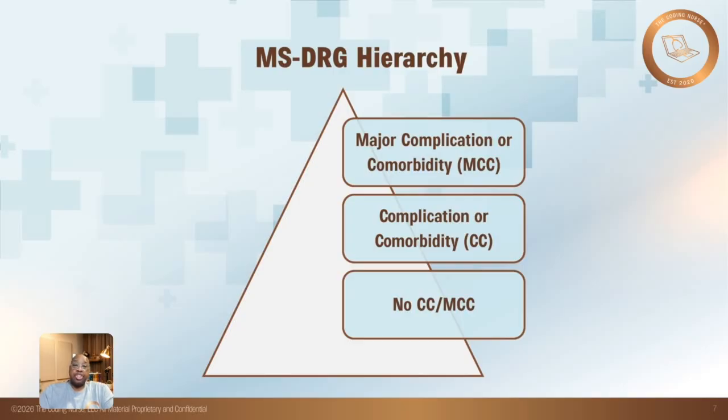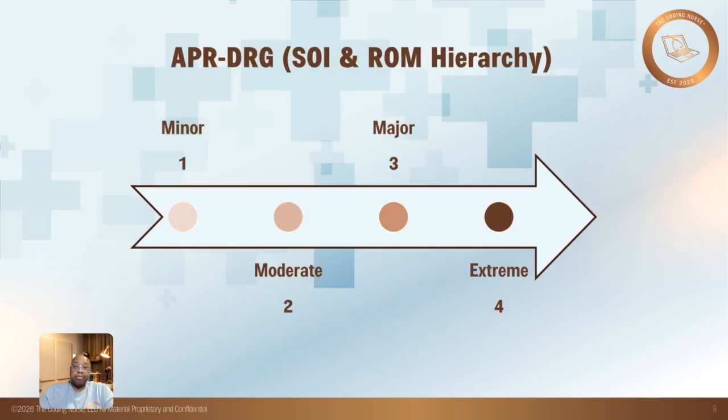And then there are some that are affected by CCs and MCCs. When it comes to the MS-DRG weight, the highest weight is a DRG with an MCC, then the second highest weight is a DRG with a CC, and the lowest weight is a DRG with no CC or MCC. Now going back to APR-DRGs, we have SOI and ROM. Once again, SOI is severity of illness, and ROM is risk of mortality. Both of these scores are weighted on a scale of 1 to 4. Each one will have a number assigned, 1 to 4, based off of the diagnosis and the secondary diagnoses that the person has while they're admitted. 1 is minor, 2 is moderate, 3 is major, and 4 is extreme. And once again, the DRG weight for APR-DRGs is determined by the severity of illness.